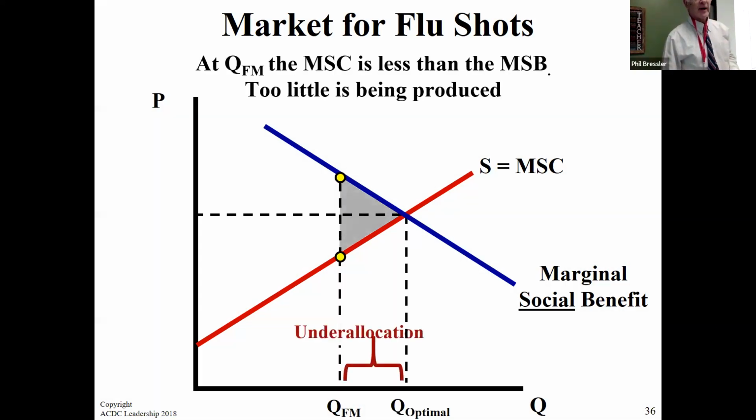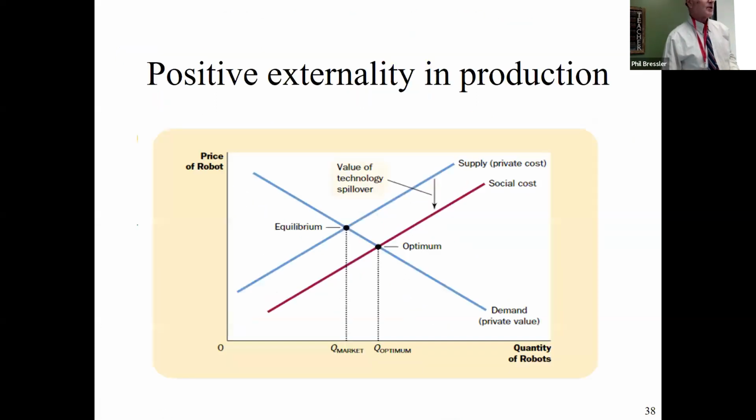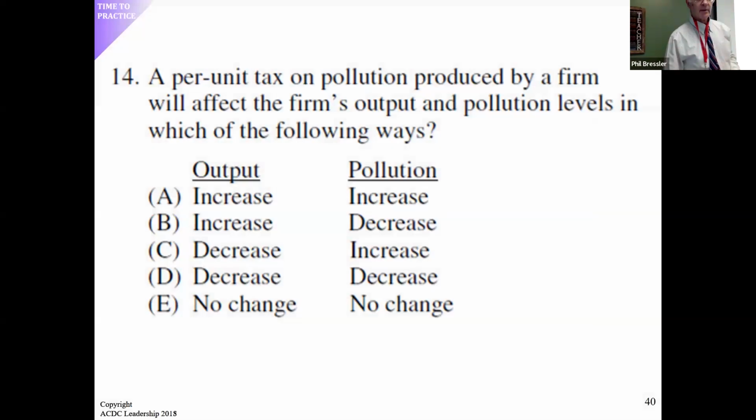And we did four graphs in one day. So does anyone have any questions? All right, I have a question then. Take out a board and put an answer. A per unit tax on pollution produced by a firm will affect the firm's output and pollution levels in which of the following?